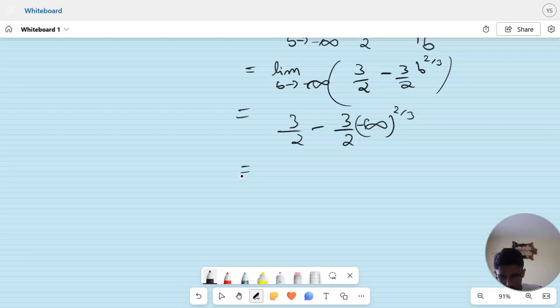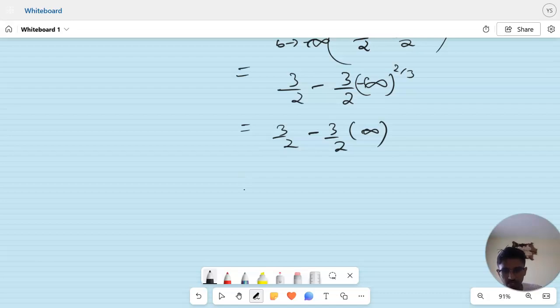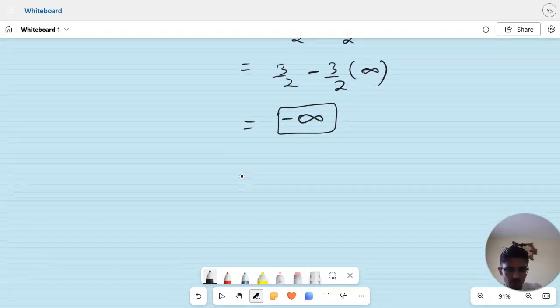So a number minus infinity, right? A number minus infinity, because this is going to be 3/2 infinity. Okay, so a number minus infinity is going to give us negative infinity. Okay, guys, so that's our answer, because infinity is the larger value that's going to impact this answer, guys. So that's the answer to this question.